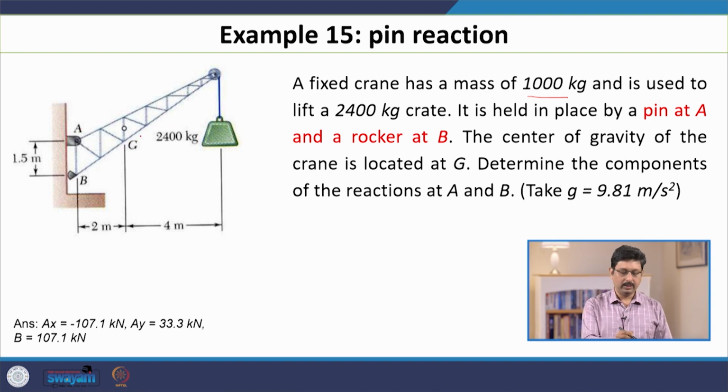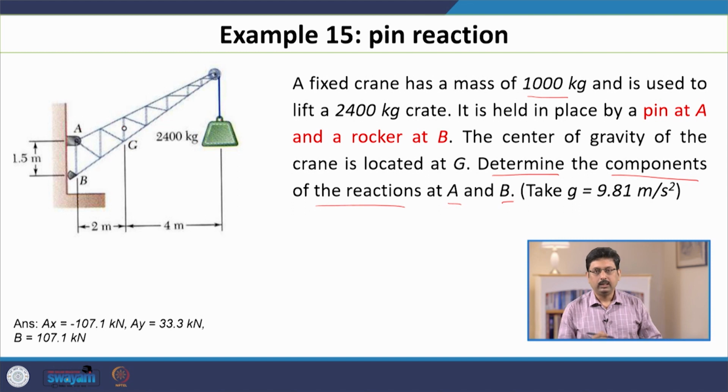For simplicity, the center of gravity of the crane is given. This point G denotes the center of gravity through which the weight of the entire crane acts. So that is the line of action of the weight, the interaction between the crane and the earth, passing through this point G. Now, what is the question? The question is to determine the components of the reactions at A and B. Since this is very common, hopefully we will learn something about real life by analyzing this problem.